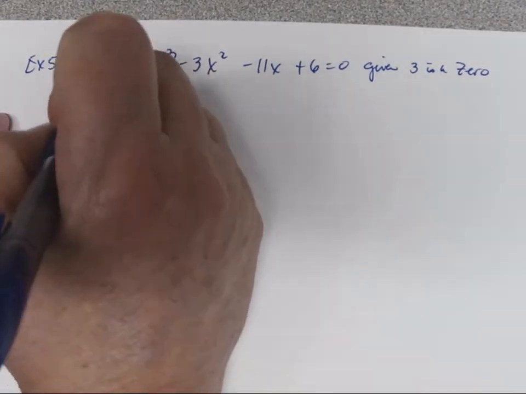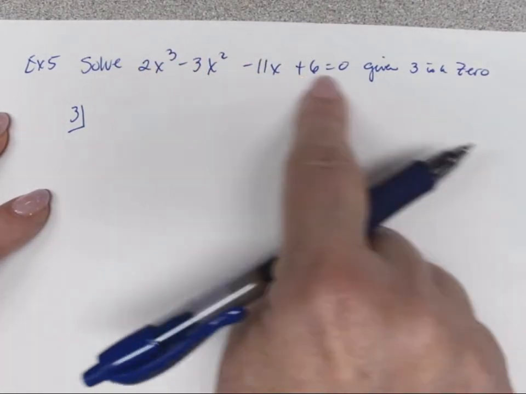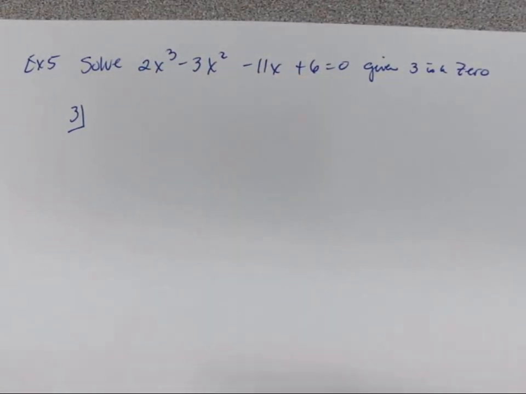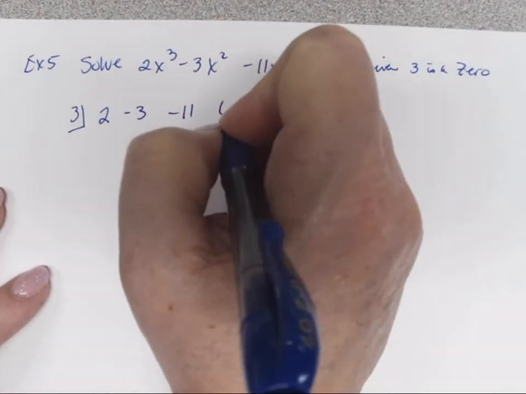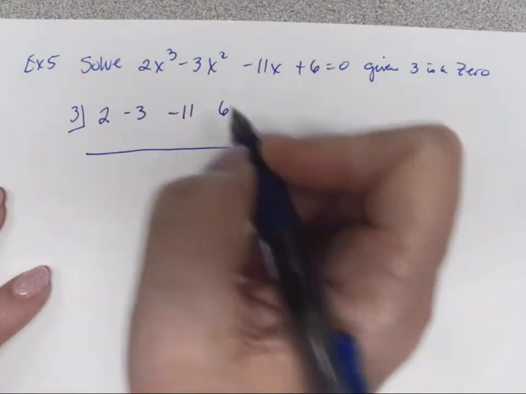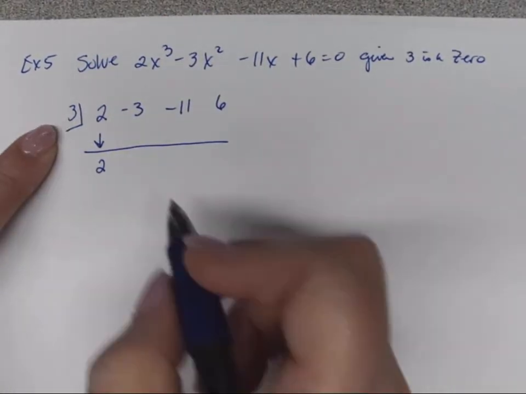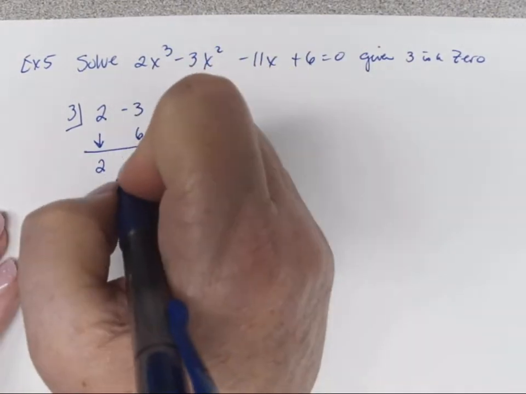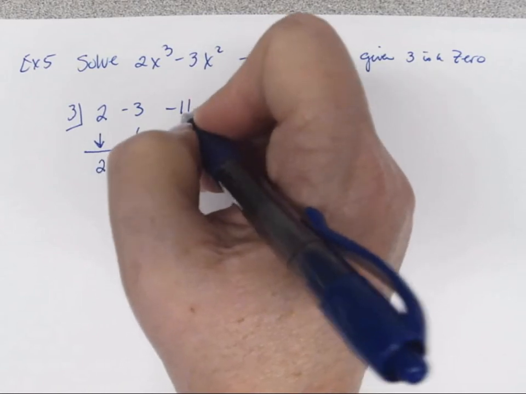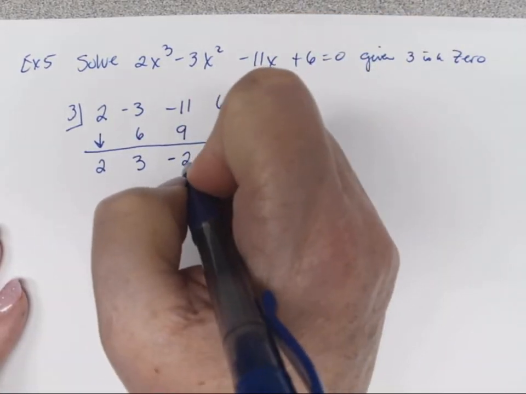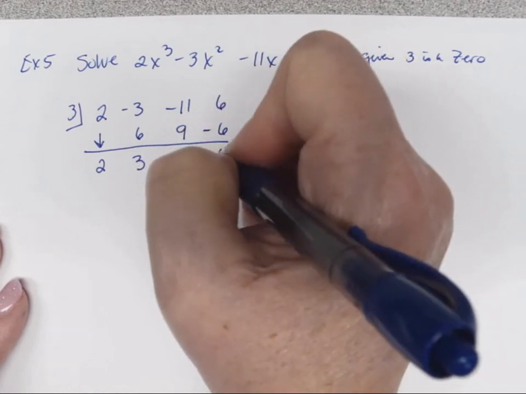All right, so 3 goes in my box. I'm not missing any exponents. As I go down, it's descending just right. So we'll have 2, -3, -11, and 6. Draw our line, bring down the first part. So 2 times 3 is 6. 6 minus 3 is 3. 3 times 3 is 9. 9 minus 11 is -2. -2 times 3 is -6. 6 minus 6 is 0.